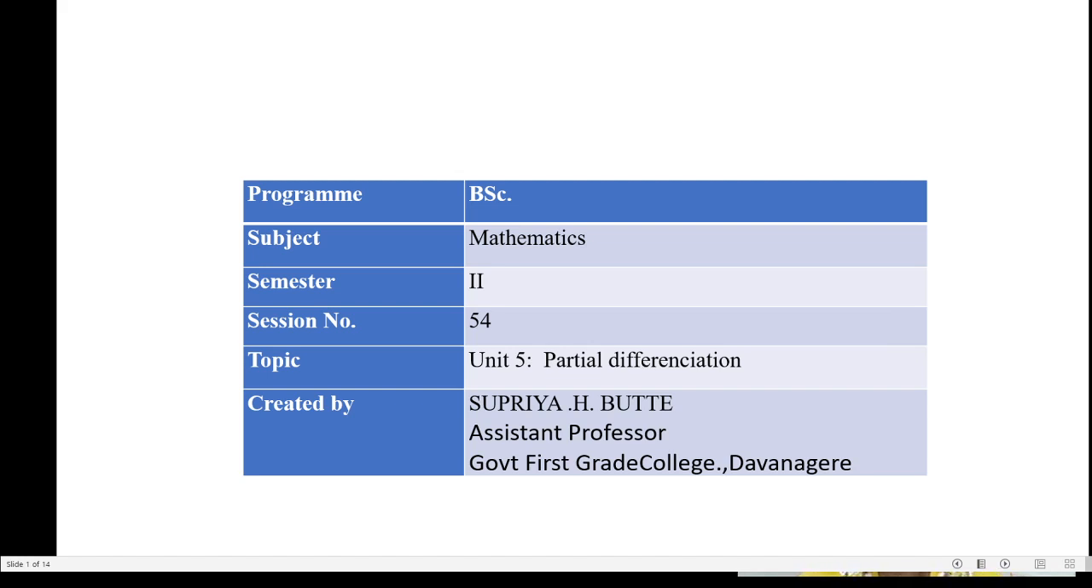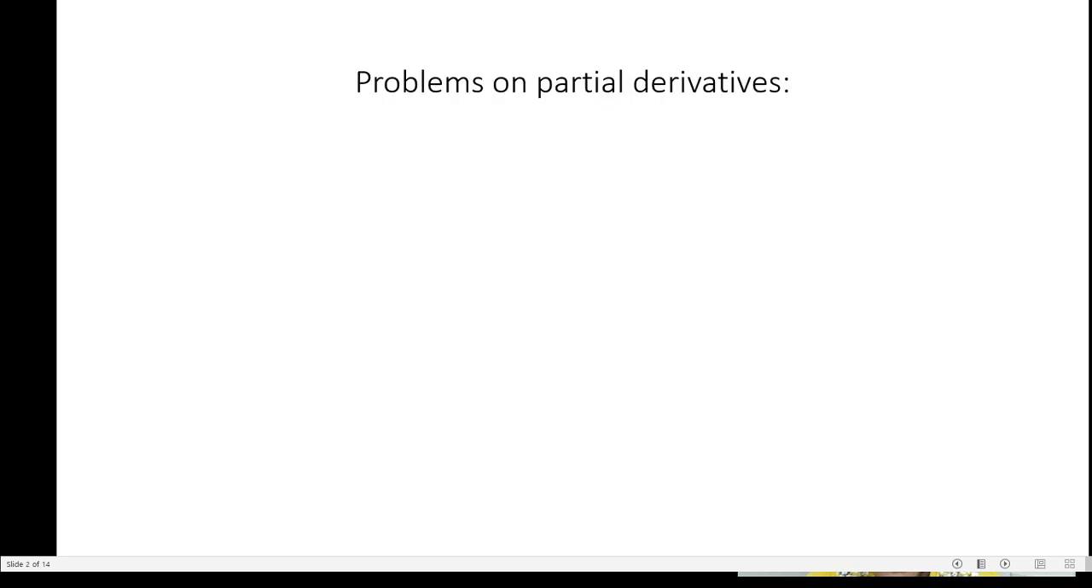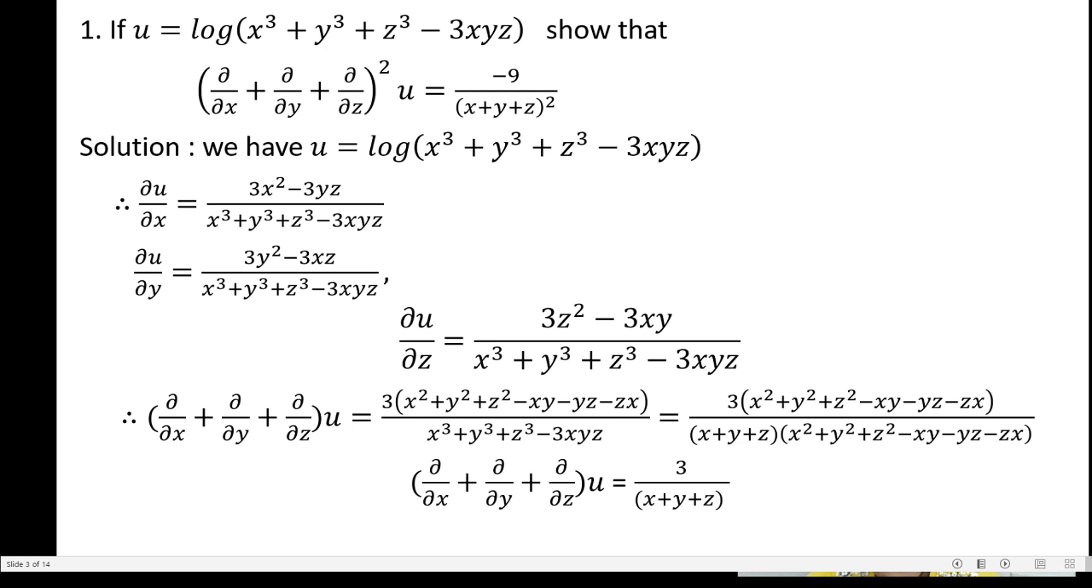In this semester, we discuss the second semester, Davangere University, second semester, Unit 5, partial differentiation. In that one, problems on partial differentiation, finding the partial derivatives. If u is equal to log of x cube plus y cube plus z cube minus 3xyz, show that (del by del x plus del by del y plus del by del z) whole square into u is equal to minus 9 divided by (x plus y plus z) whole square.